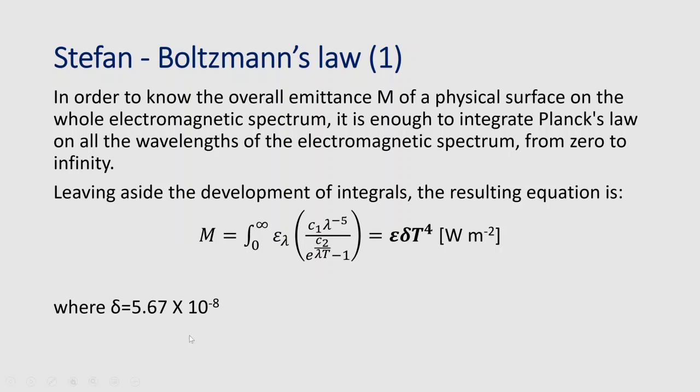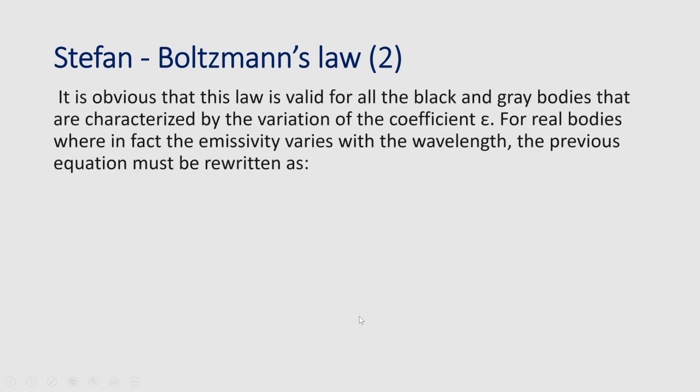So that means that the Stefan-Boltzmann law is valid for all kinds of bodies, because epsilon is embedded in the equation: as I mentioned before, 1 for a black body, less than 1 for all the other bodies. So, here you have these things written down, and you see that for real bodies, where in fact the emissivity is changing with the wavelengths, the previous equation must be rewritten in this form here.